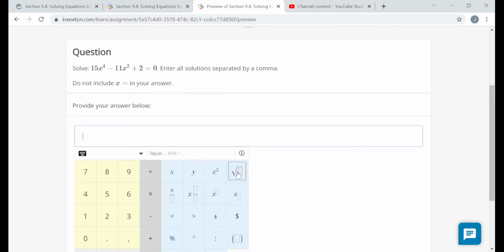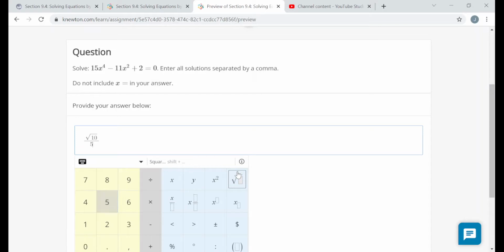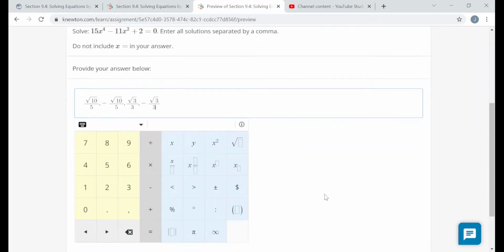Square root of 10 divided by 5, comma, negative square root of 10 divided by 5, comma, and square root of 3 divided by 3, comma, negative square root of 3 divided by 3. And those 4 solutions there.